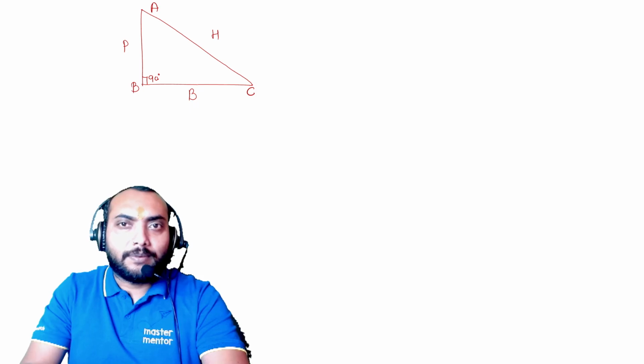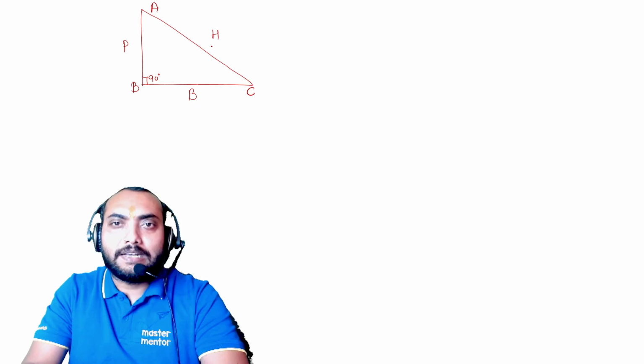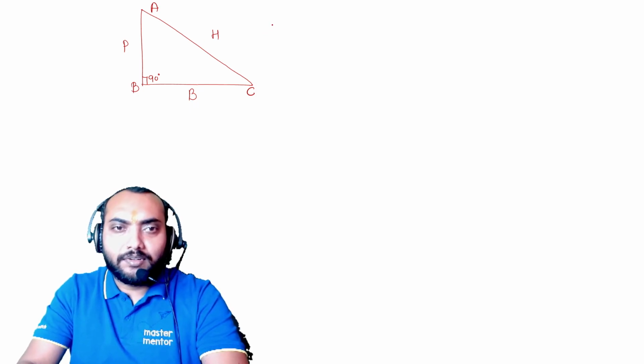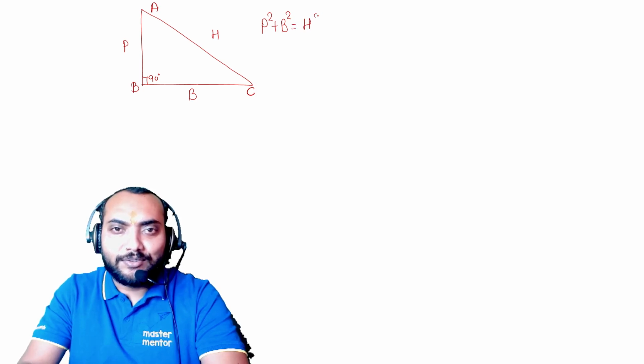Now, Pythagoras theorem basically tells the relationship between all the sides of a right angle triangle. According to this theorem, the sum of the squares of perpendicular and base will be equal to the hypotenuse square. So this is basically the Pythagoras theorem, right?